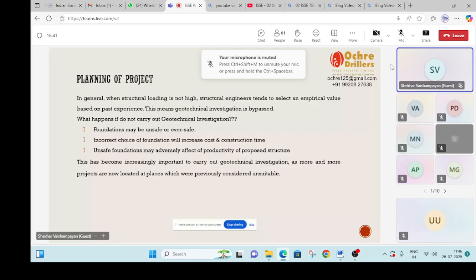The question is, if I bypass the investigation today, what will happen to me? The foundation may become unsafe or oversafe. Let's first consider the case of oversafe foundation.